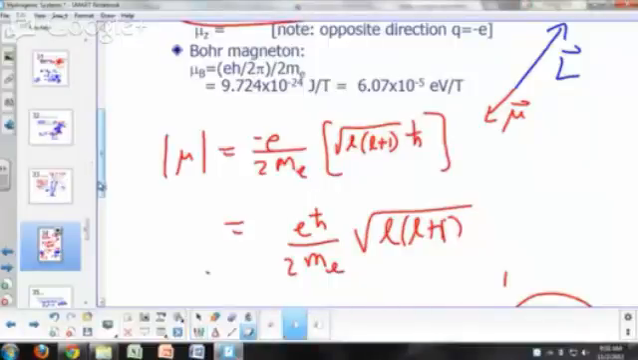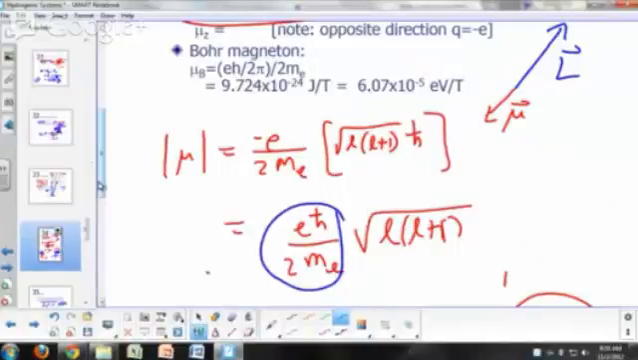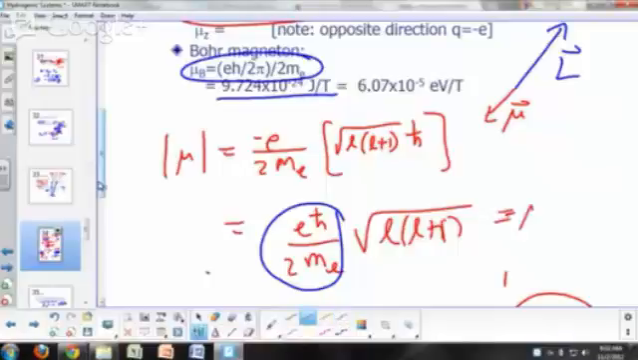Now this term right here, e h bar over 2 times the mass of the electron, that's known as the Bohr magneton. This is the value for that, 9.274 times 10 to the negative 24 joule per Tesla. So that's just going to be equal to mu sub B, the Bohr magneton, times square root of L times L plus 1.